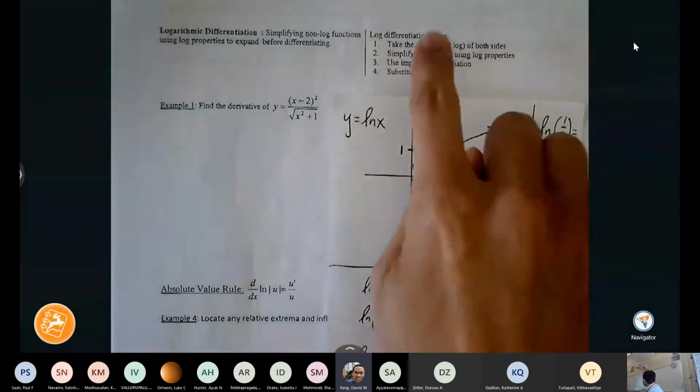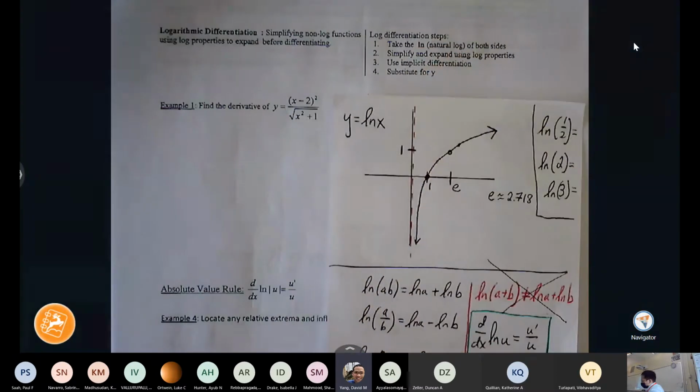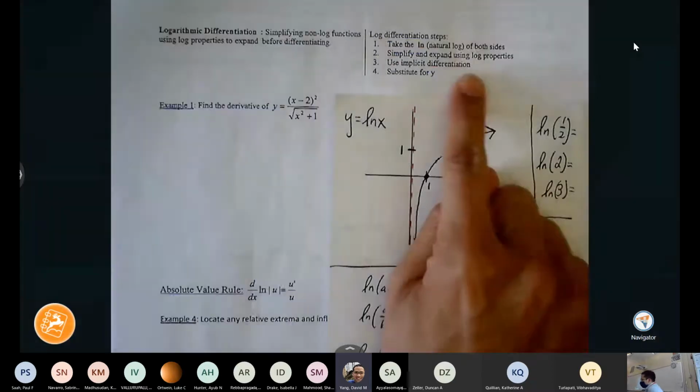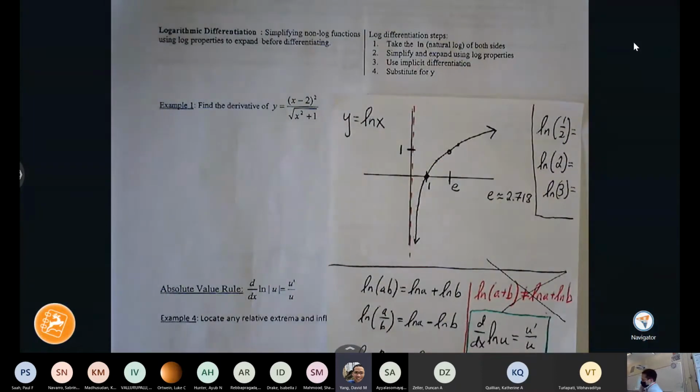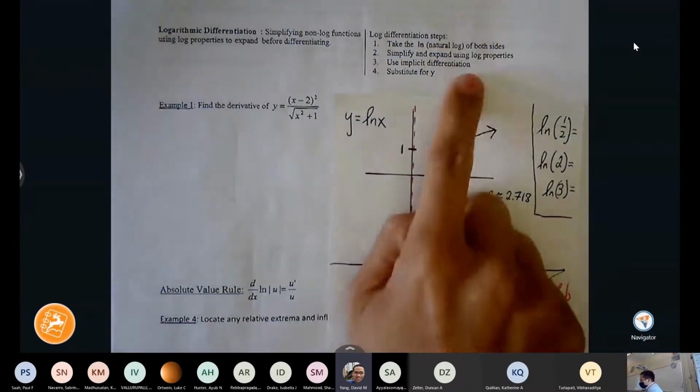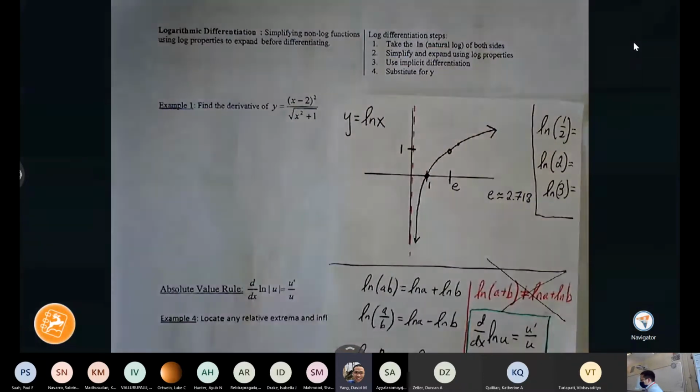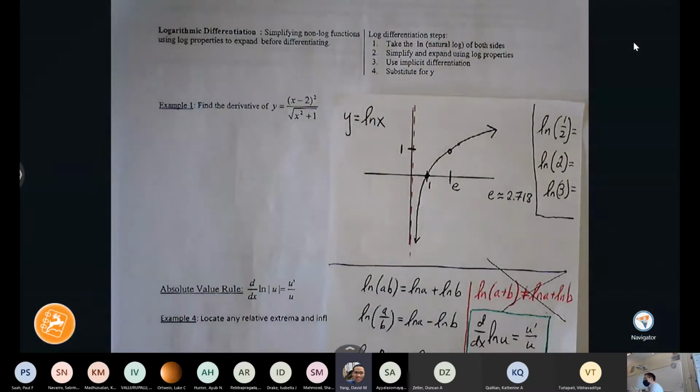So here are the steps. We're going to take the natural log of both sides of the equation. That's so that we can get it ready for log properties that we want to use. Then we're going to expand using log properties on the right side. Once we have that, then we're going to use implicit differentiation on the left side because the y is no longer by itself. It's going to be part of a natural log expression. But then we can expand the right side, find the derivative, and then solve for dy dx.